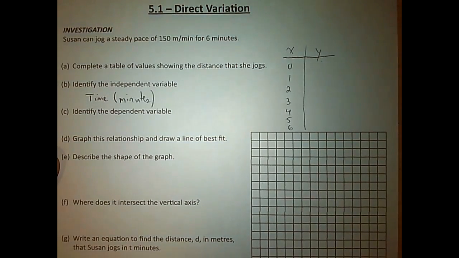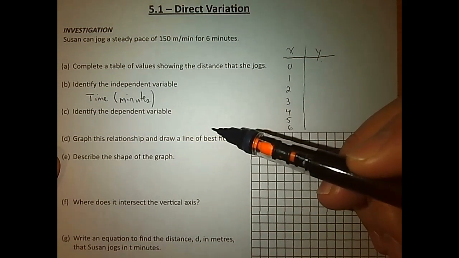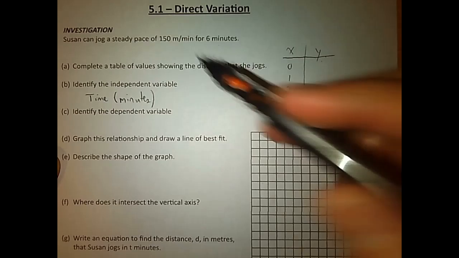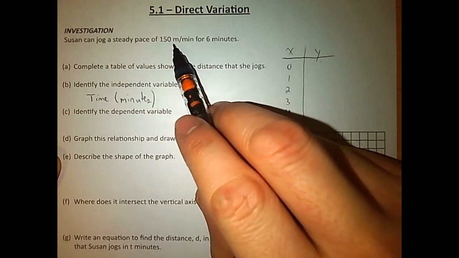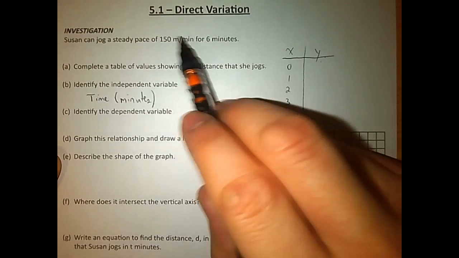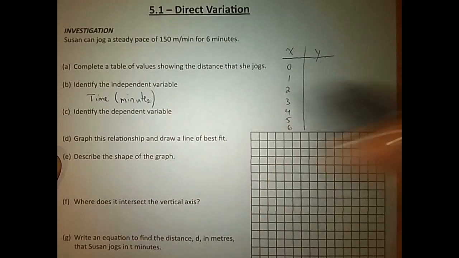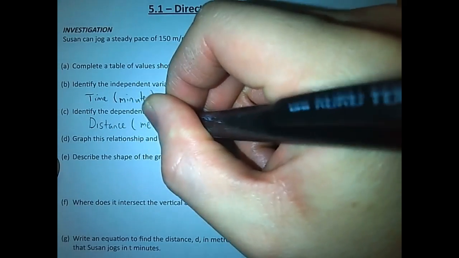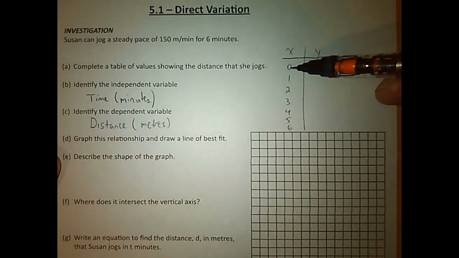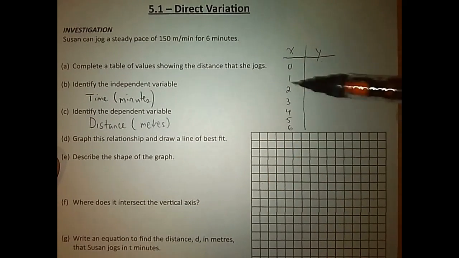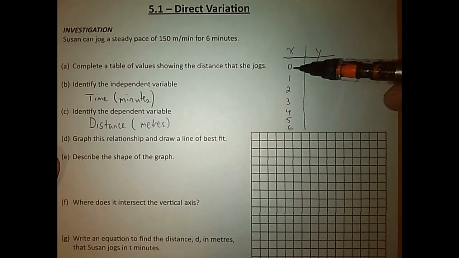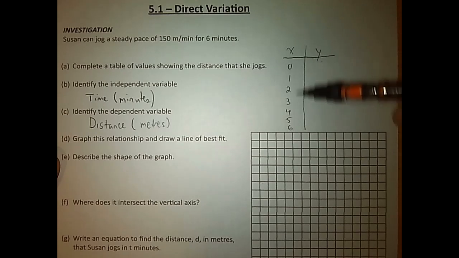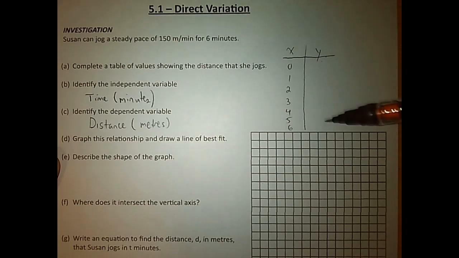Our dependent variable would seem to be distance traveled, because your distance here, the 150 meters, depends on how much time has gone by. So our dependent variable will be distance, measured in meters. So we can see that our time here, our x value, independent, again for the x-axis, is going up by ones and refers to our minutes here. And then y will refer to our distance.